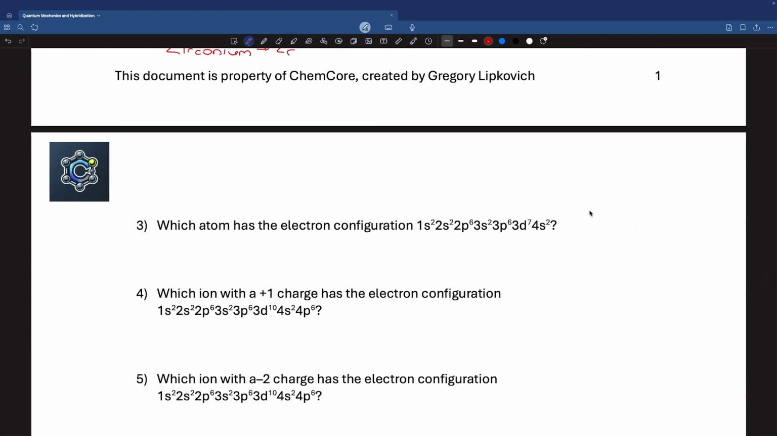The next question, a similar question, if you were to add up all of these, so 2 plus 2 plus 6 plus 2 plus 6 plus 7 plus 2, you end up with 27 electrons, which means our element is actually cobalt, or Co. So let's write that out, Co.